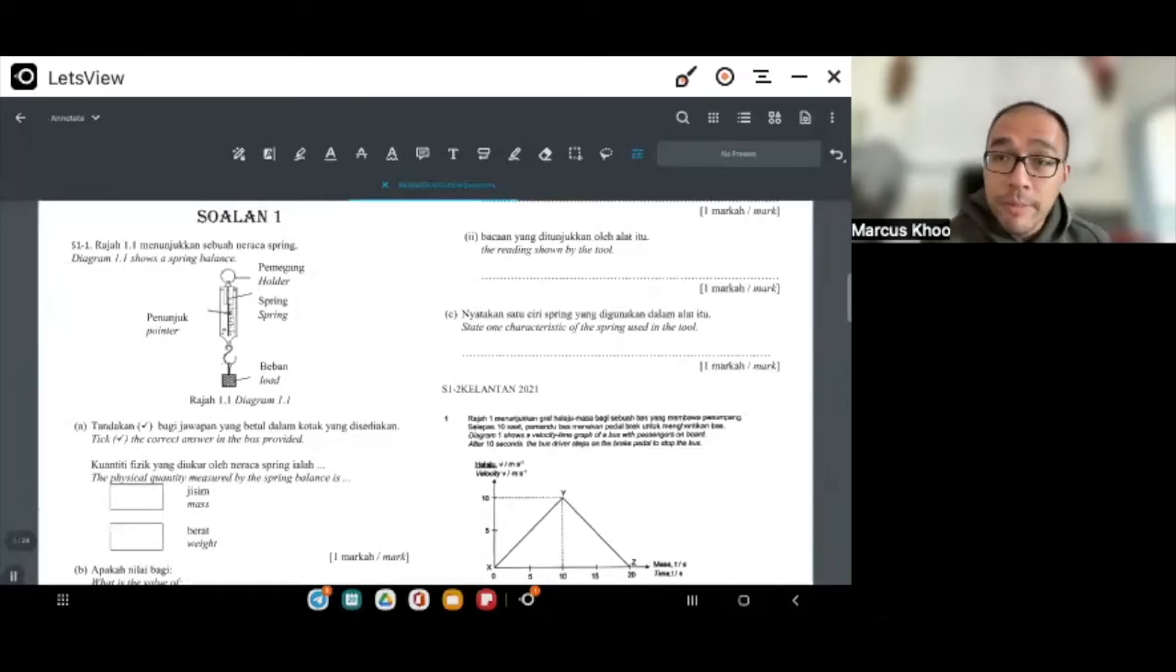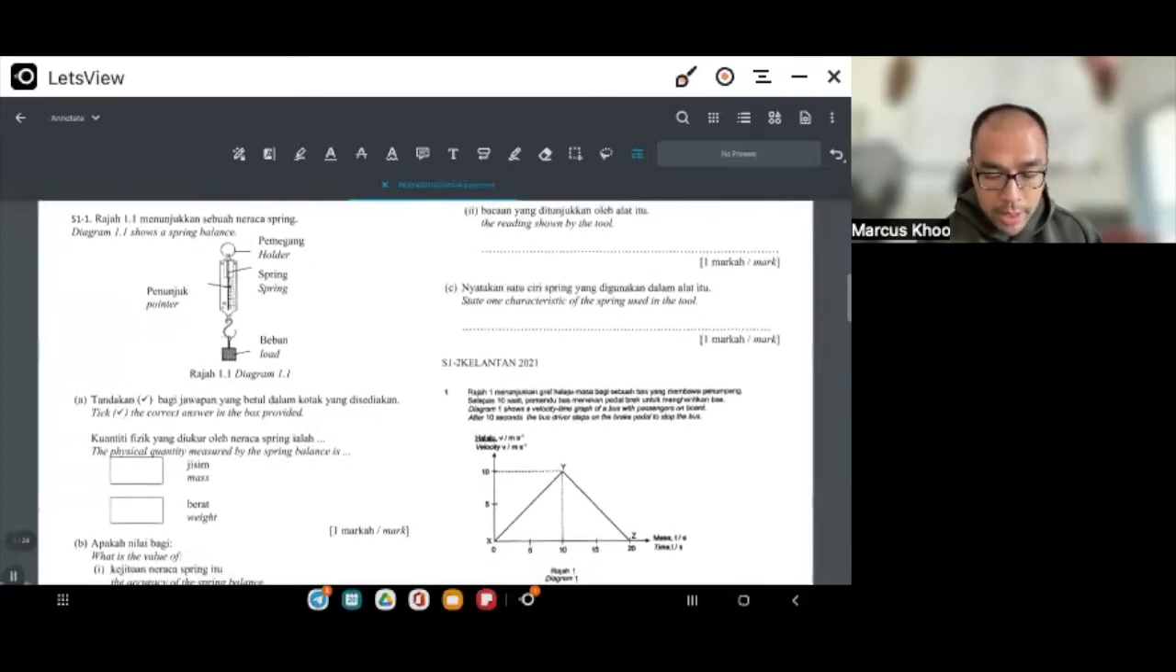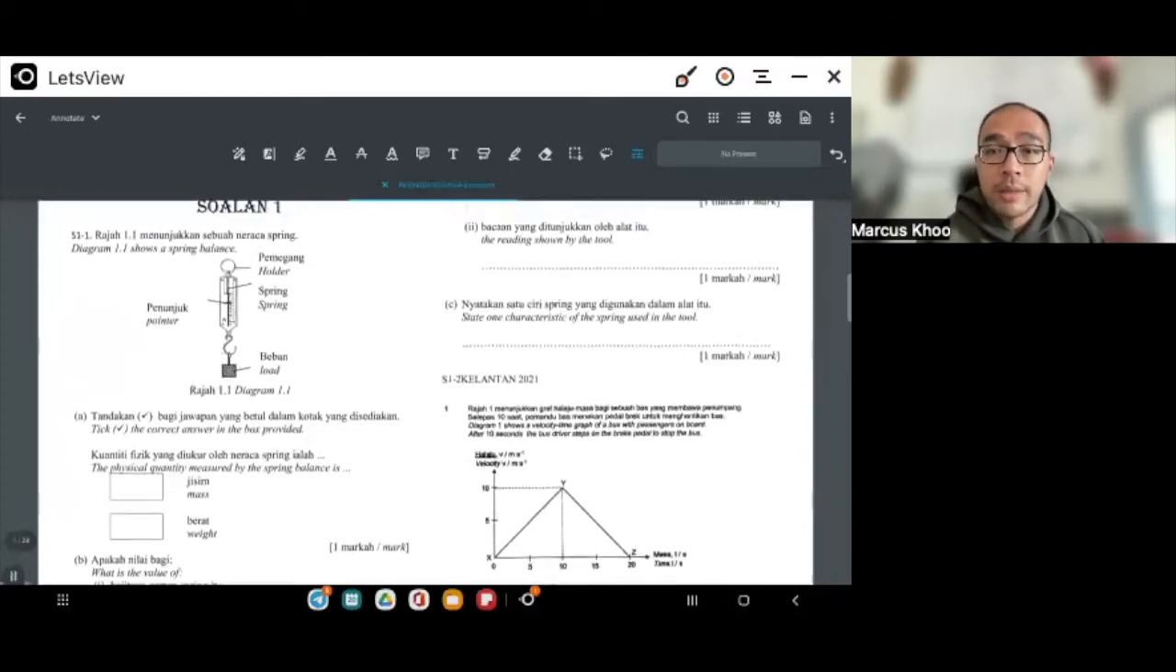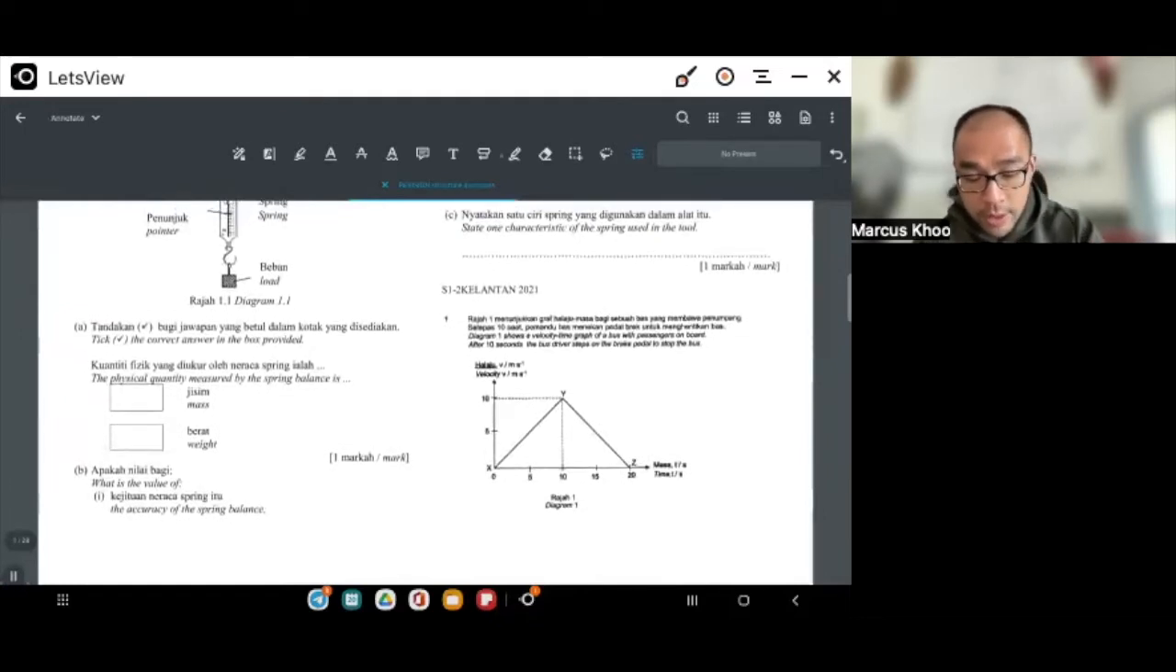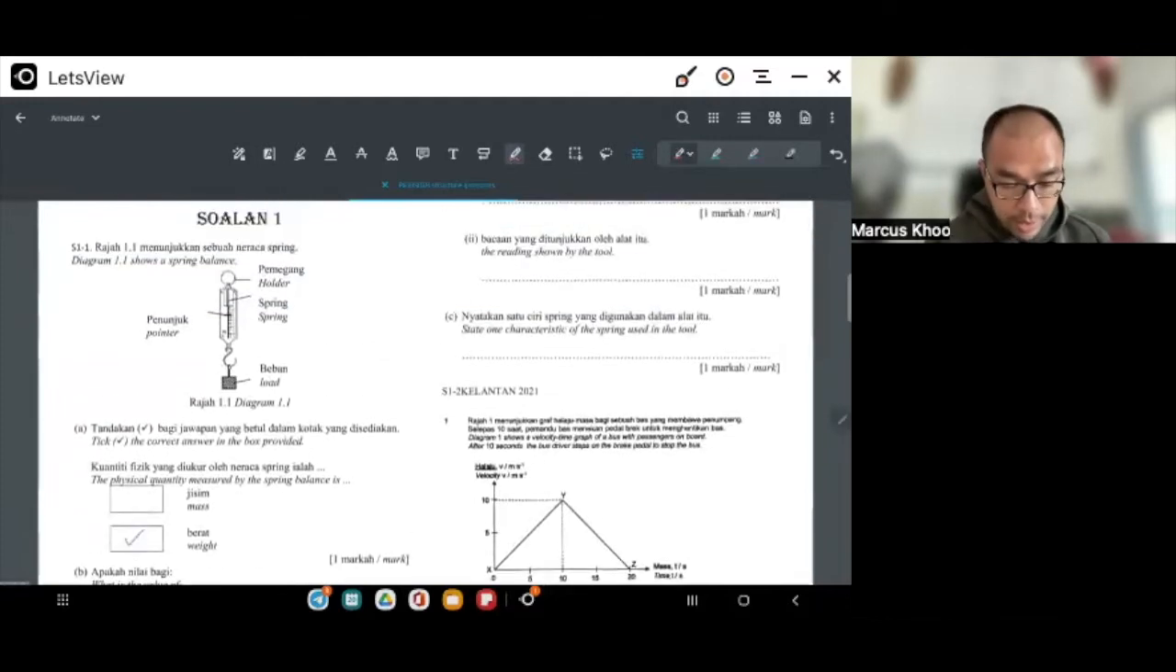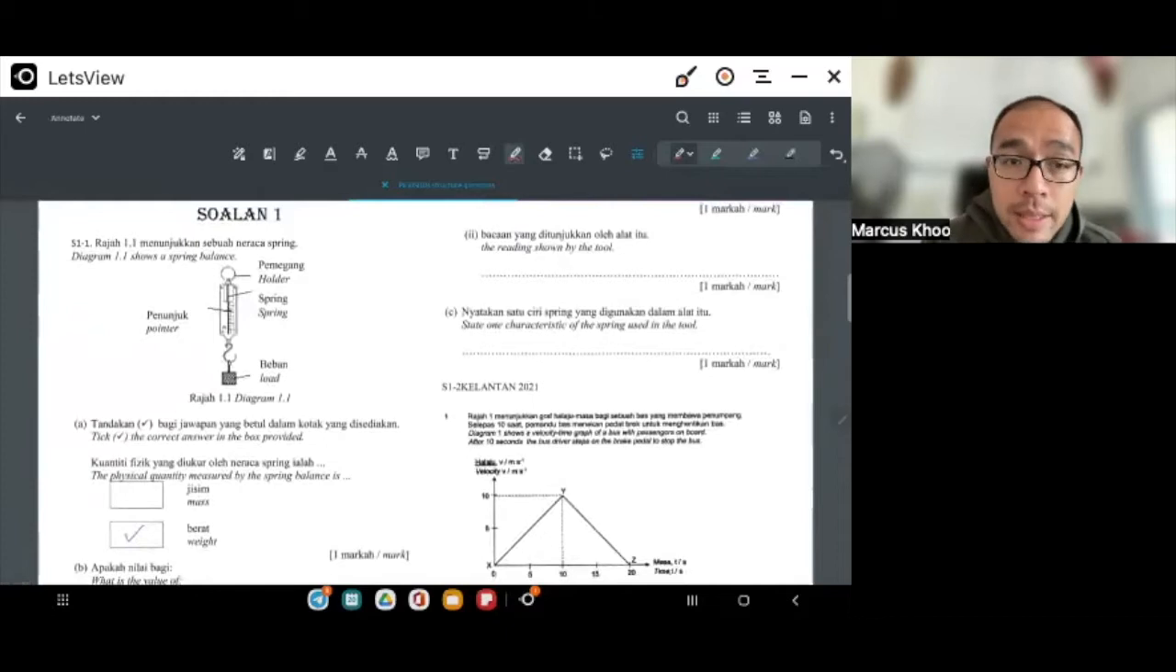All right, so we're going to the first question. Diagram 1 shows a spring balance. Of course, in a spring balance, it can be something to do with weight. It can be something to do with Hooke's law, depending on what the question is. The physical quantity measured by the spring balance is weight. This is the standard answer for a spring balance, especially if the spring balance unit is given in newtons.